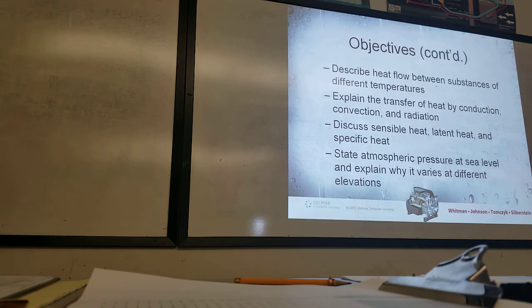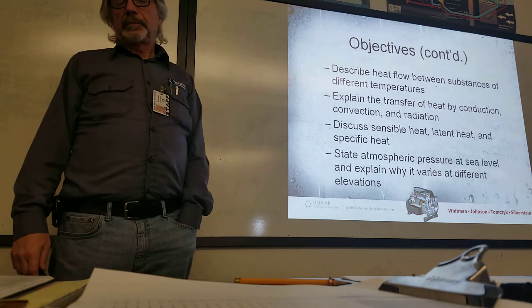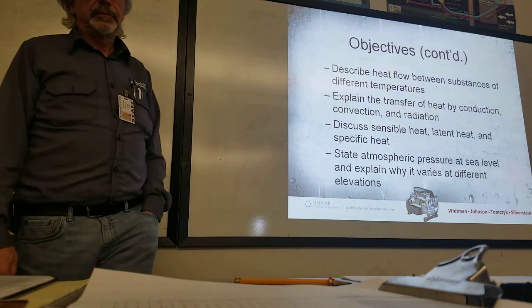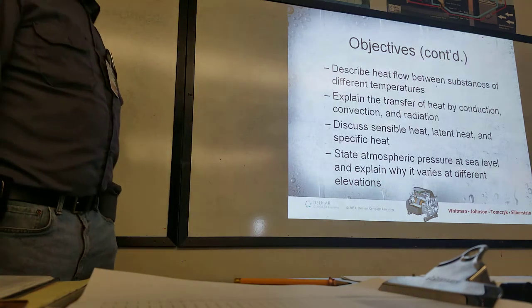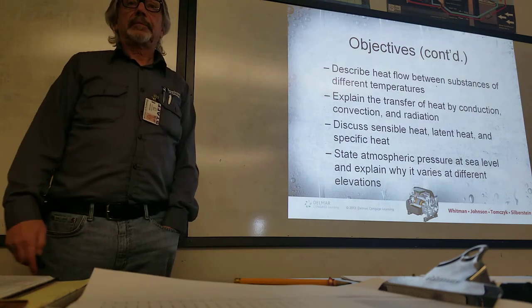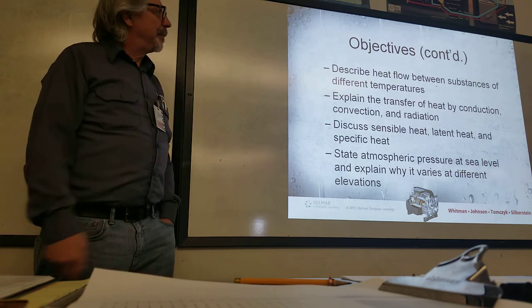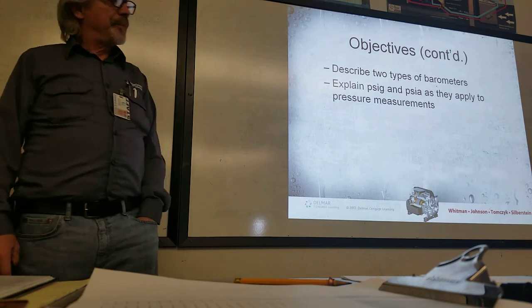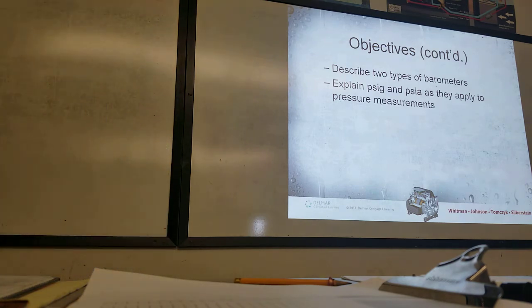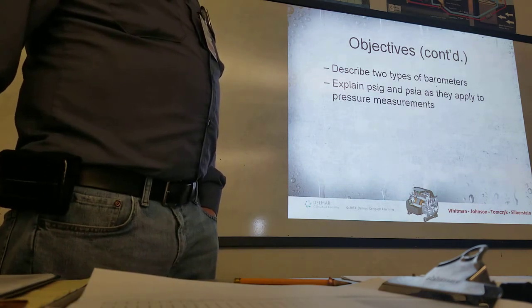Objectives continue. Describe heat flow between substances of different temperatures. Explain the transfer of heat by conduction, convection, and radiation. Discuss sensible heat, latent heat, and specific heat. State atmospheric pressure at sea level and explain why it varies at different elevations. Describe 2 types of barometers. Explain PSIG and PSIA as they apply to pressure measurements.